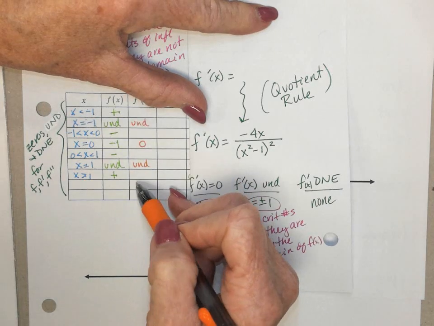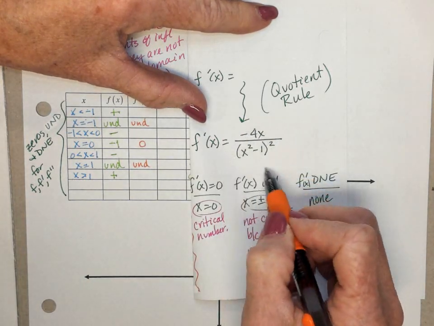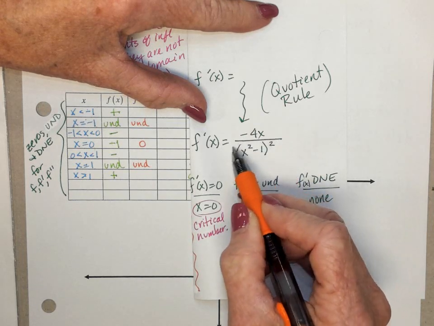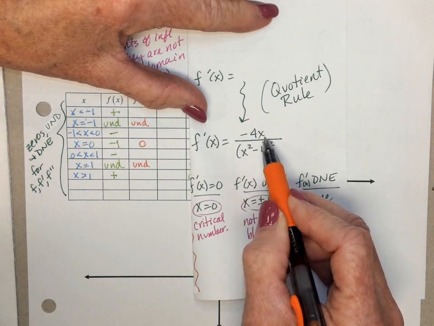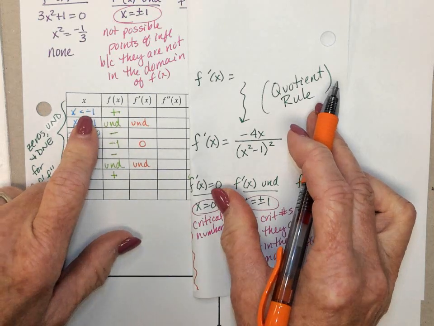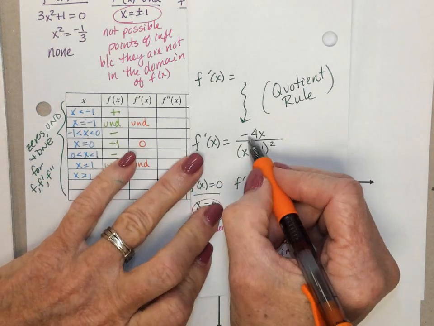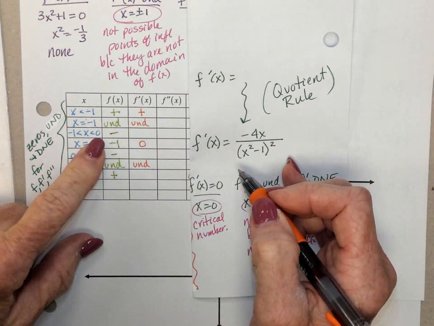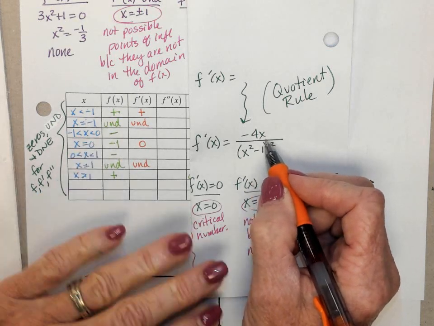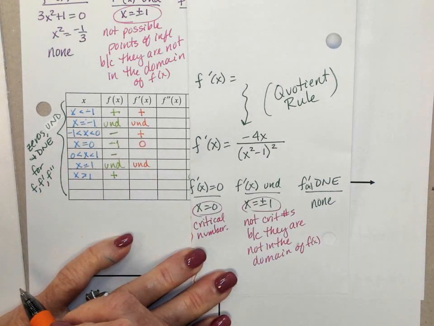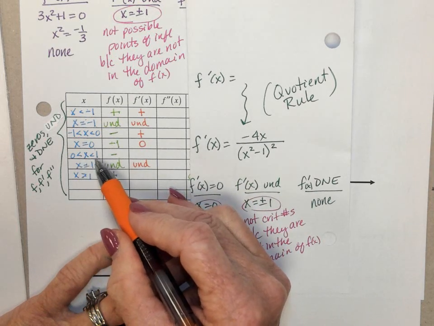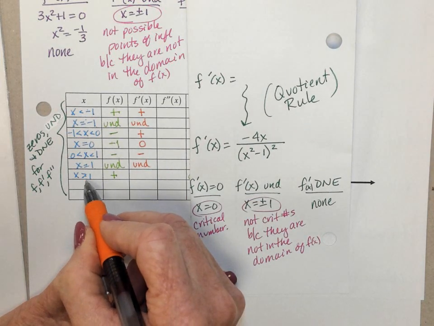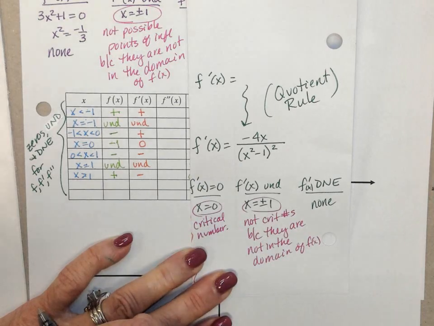Okay, now, signs again. If I look at this, f prime, the denominator will always be positive. So all I really have to worry about is the sign of the numerator. So let's choose something smaller than -1, say -2. Multiply it by a -4, that becomes positive. Between -1 and 0, say -1/2 times a -4, that's positive. Between 0 and 1, say +1/2 times -4, that's negative. And greater than 1 times a -4, also negative.